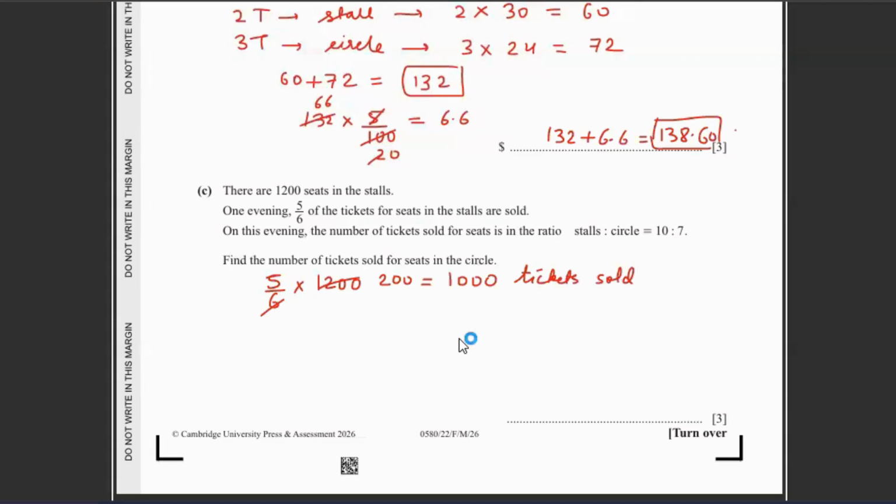This is for the stalls. For circle, the ratio is 10:7, and this will be equal to 1000 over x. So x is equal to 7000 over 10, which is 700. So 700 tickets were sold for circle on that evening.